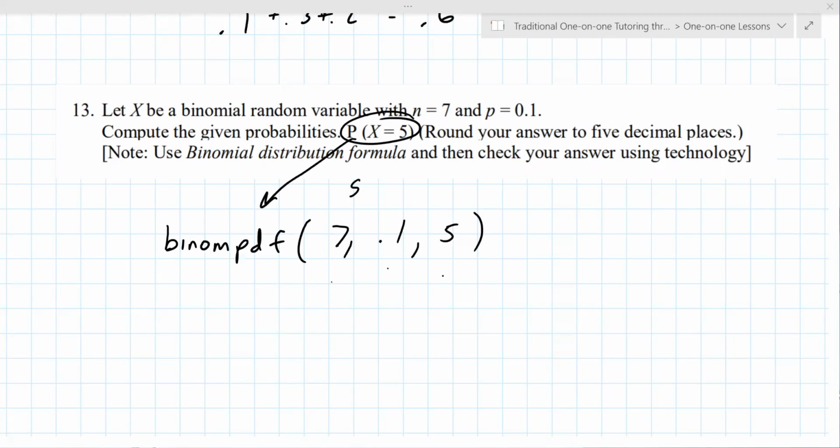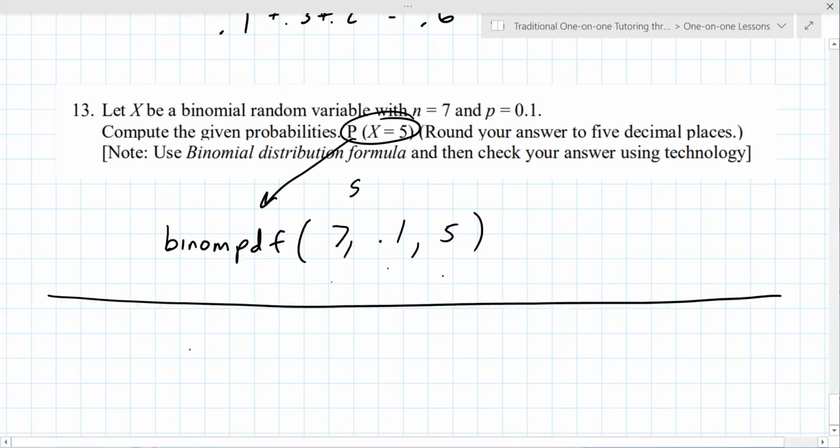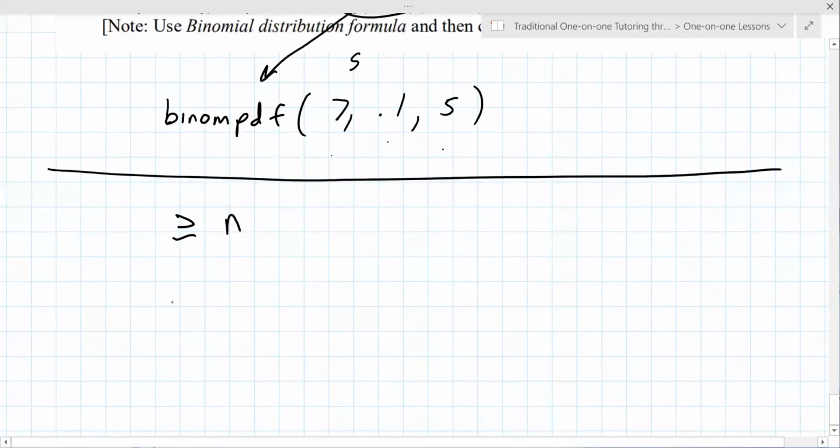Okay, so if the greater than symbol is pointing to the left, then I take one less than what it's asking and subtract from 1. Yes.